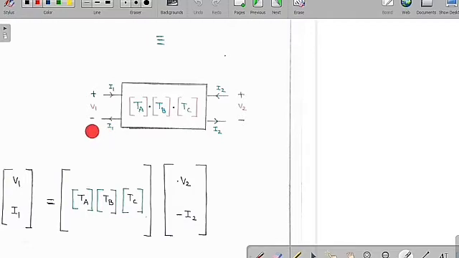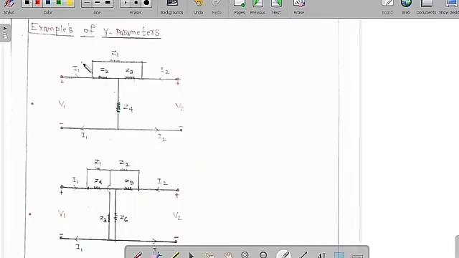So we have learned about three cases. If the networks are connected in series, then the overall Z parameter is equal to the summation of the individual Z parameters. If the two-port networks are connected in parallel, then the overall Y parameter is equal to the addition of the individual Y parameters. But if the networks are connected in cascade, the overall T parameter is the product of the individual T parameters. Now we are going to learn some more important examples of Y parameters.